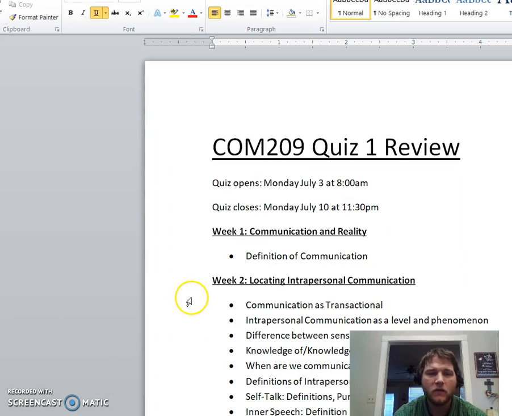Now, the first quiz, and really it's the only quiz. I call it quiz 1 because technically there are 2 quizzes, but the second quiz is going to be a discussion where you share your rough drafts of your final papers. For the first quiz, it opens Monday, July the 3rd at 8 a.m. and closes Monday, July the 10th at 11:30 p.m.